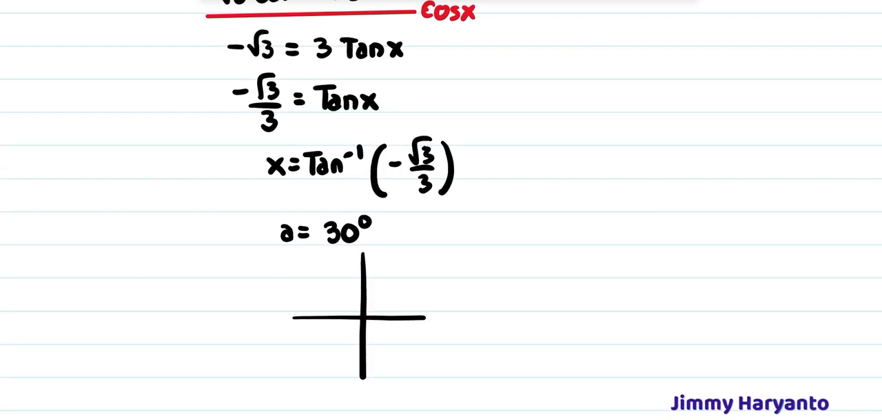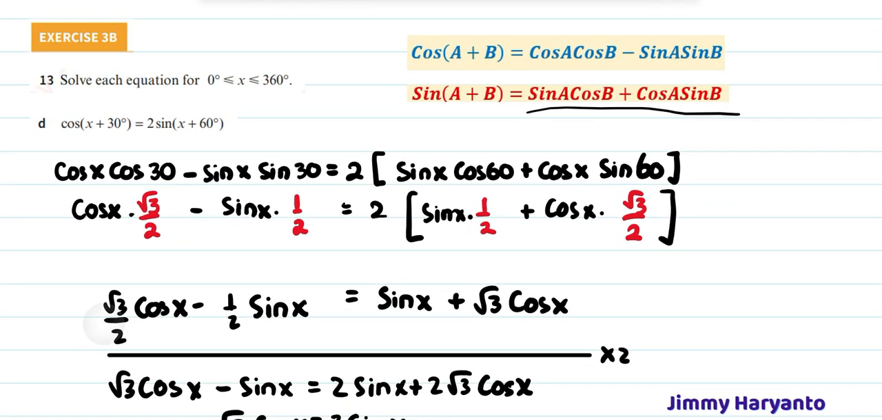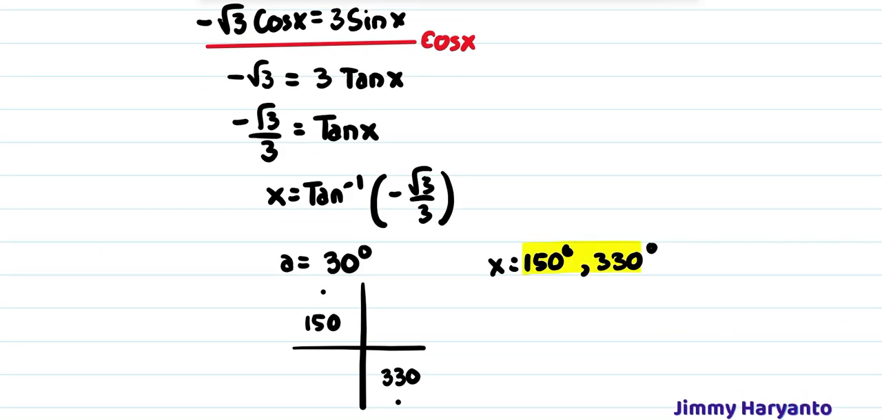The tangent is negative, that means on the second quadrant, the fourth quadrant, yeah. For the second quadrant, it will be 180 minus 30, 150, 360 minus 30 is 330. That means x equals to 150 degrees and also 330 degrees. The interval is starting from 0 until 360. That means we already have the solutions.